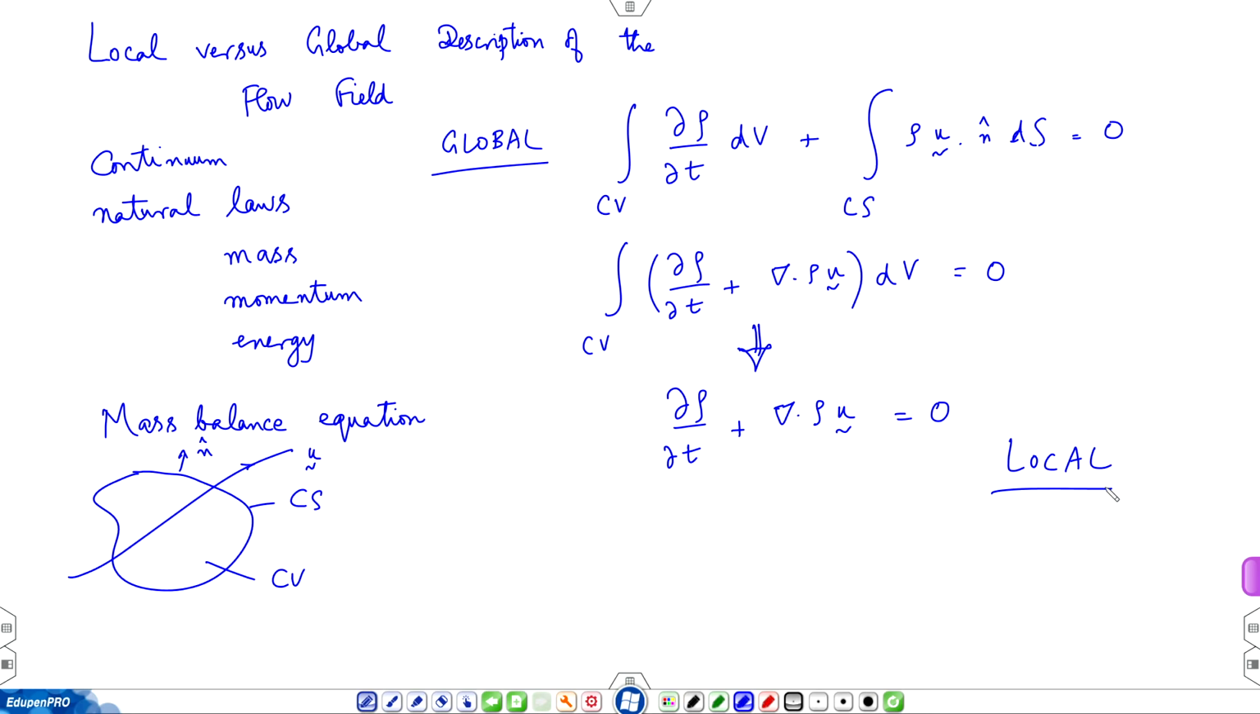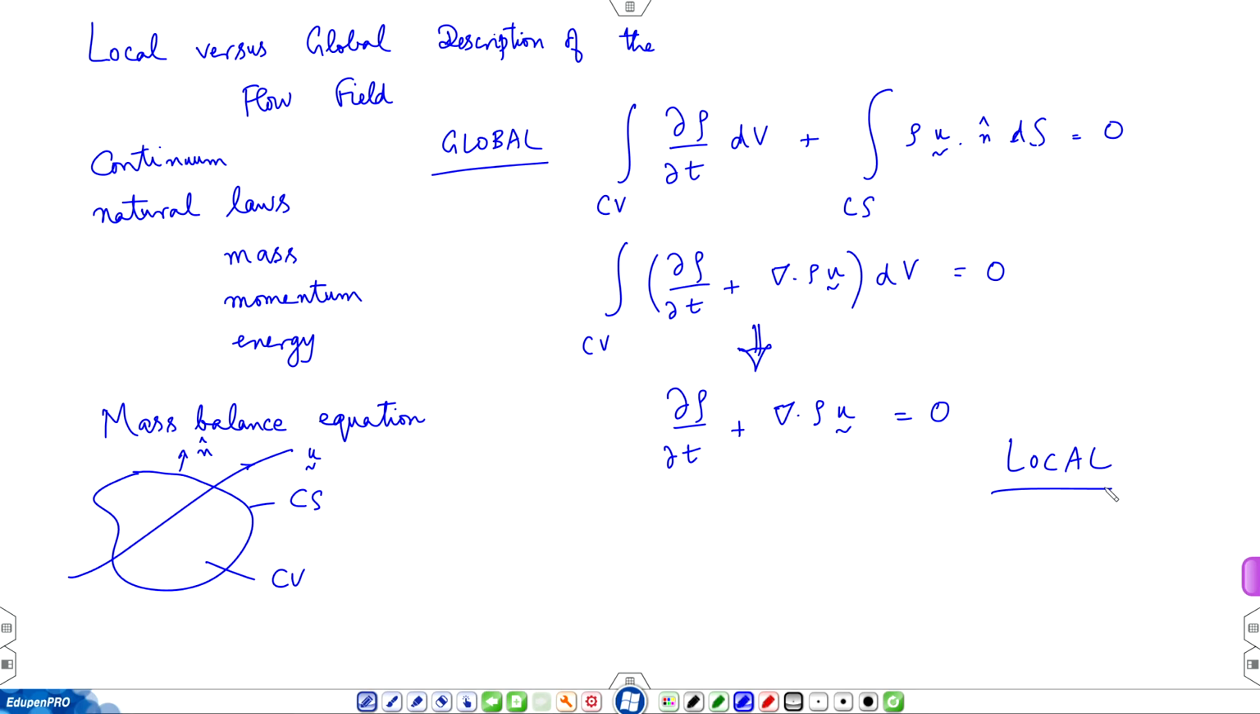Now, you have a differential equation, which is definitely local, because when you talk of instantaneous velocity, it is velocity at this time instant, rate of change of velocity or rate of change of density at this time instant. So, we are talking about now, and the point is here. So, it is a here and now approach. It is called a local description.